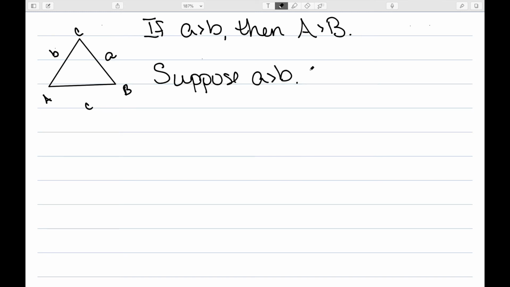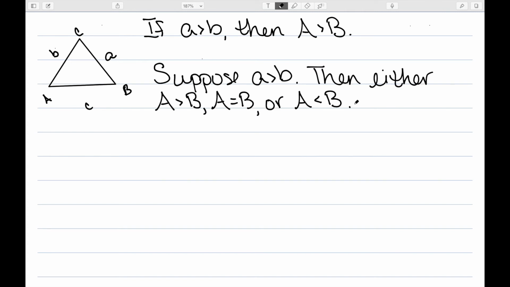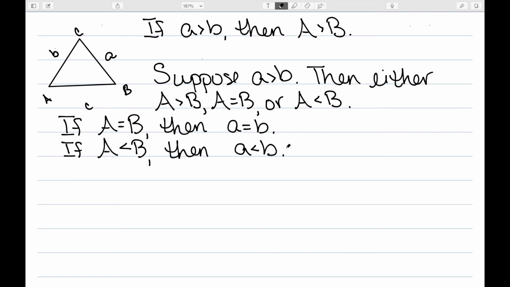Let's suppose a is greater than b. Then one of three things must be true. Either angle A is bigger than angle B, they're equal, or angle A is smaller than angle B. If angle A is equal to angle B, then side length a is going to be equal to side length b by the fact that isosceles triangles have to share angles and sides. If angle A is smaller than angle B, then by my previous theorem, side a would be smaller than side b, which is a contradiction. So we're left with the only other possible case, angle A is the biggest.